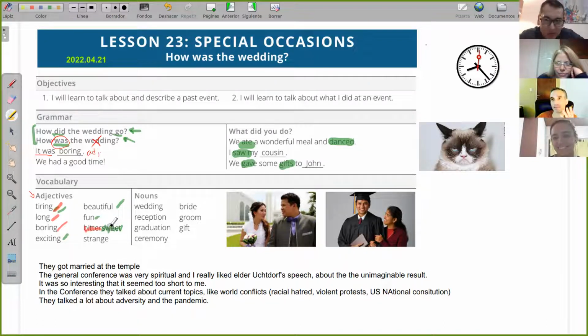Yeah. The bride didn't show up, or the groom. She ran away. Yeah, that's bittersweet.